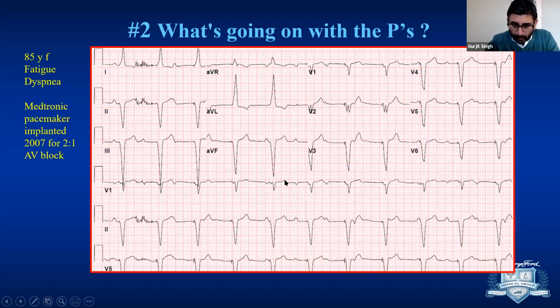Okay, so from our last talk, if you remember, when the ventricle is being paced at a regular rate and it is not responding to the atrial signal, so either you are programmed in VVI mode or it's a DDI mode, correct? So let's look carefully. So there's an 85-year-old female who's coming with fatigue dyspnea, has a Medtronic pacemaker, and if you look at the rate, the paced ventricular rate is 65.